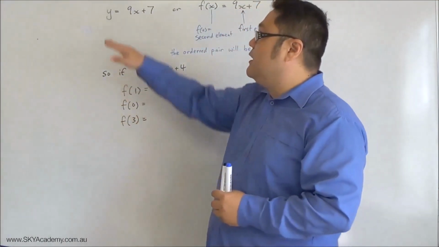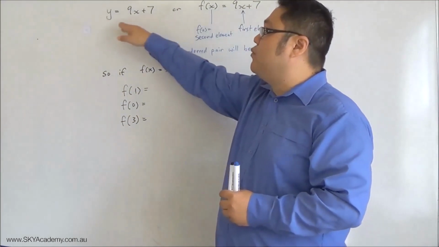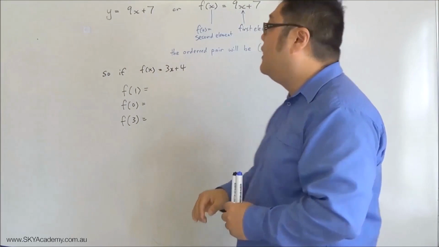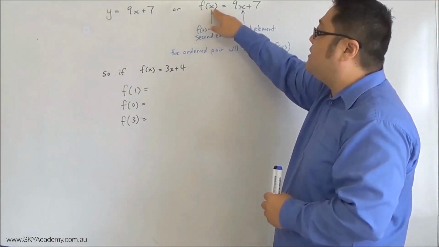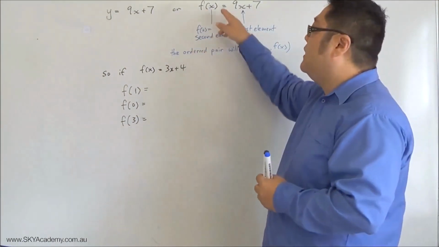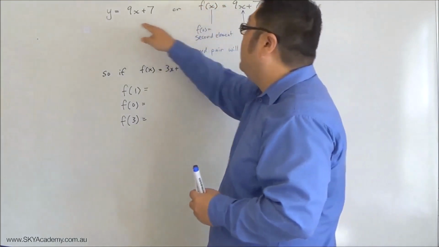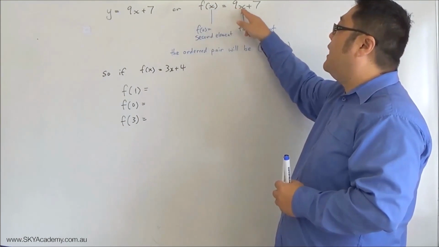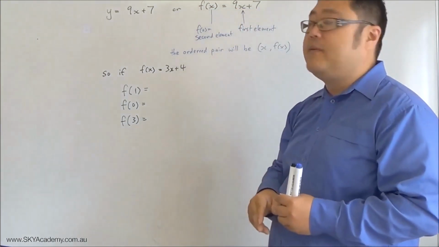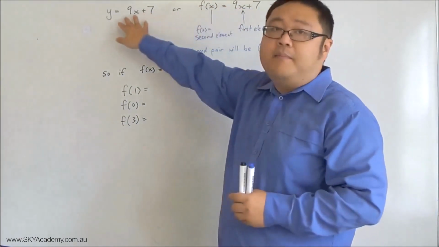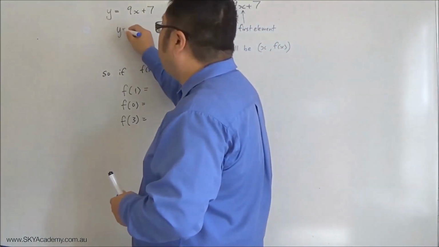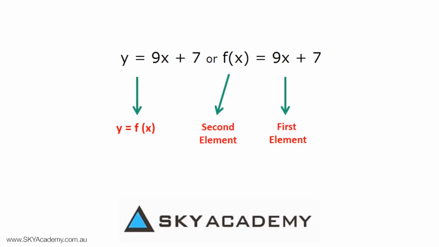The main thing is that for a rule that looks like this, y equals 9x plus 7, in function form it will look like this: f of x is what we use instead of y. f of x is equal to 9x plus 7. Alright, so that is the same as that, and basically you can even say that y is equal to f of x. And you often see that being used.